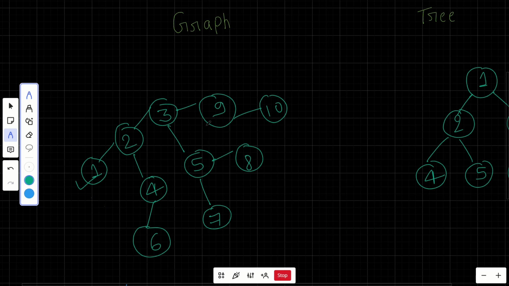But what if we have some cycle in the graph? Let's suppose these two nodes get connected. Then we find that it contains a cycle.